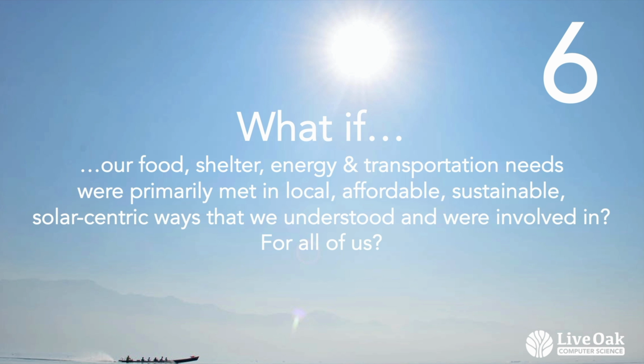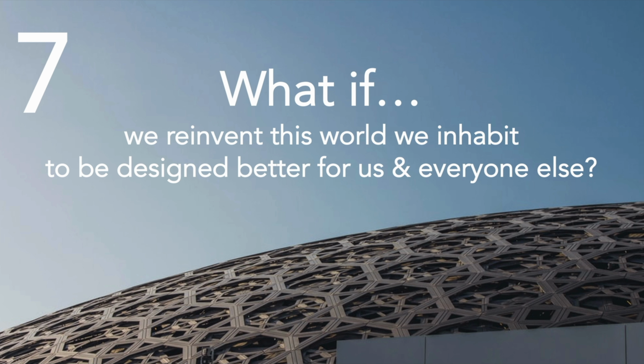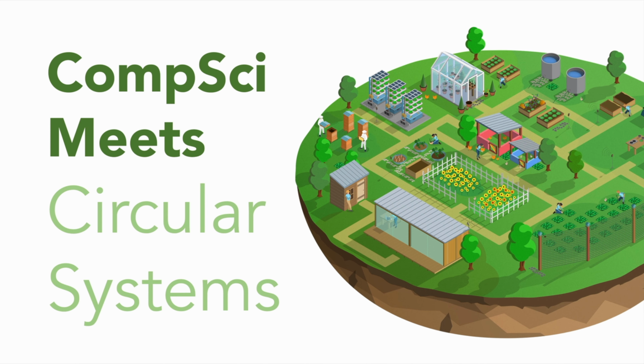What if our food, shelter, energy, and transportation needs were primarily met in local, affordable, sustainable, solar-centric ways that we understood and were involved in for all of us? What if we reinvent this world we inhabit to be designed better for us and everyone else? Perhaps we can. Computer science meets circular systems.